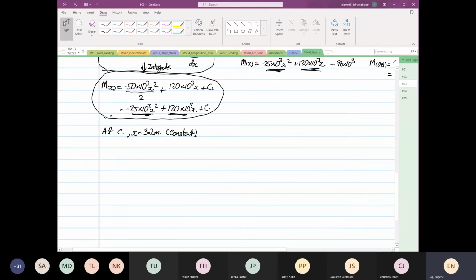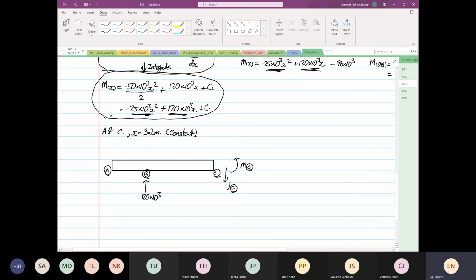We know that. So we are going to draw our free body diagram. Okay, so we know that this is our point A, point B, and this is our point C, right? So at point B, we have 120 times 10 to the power 3, right? So this is our V at point C. Okay, and then this will be our moment at point C, right?